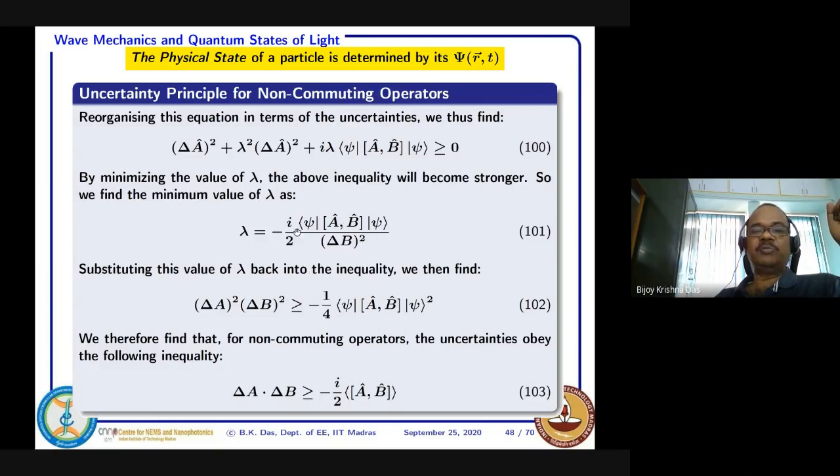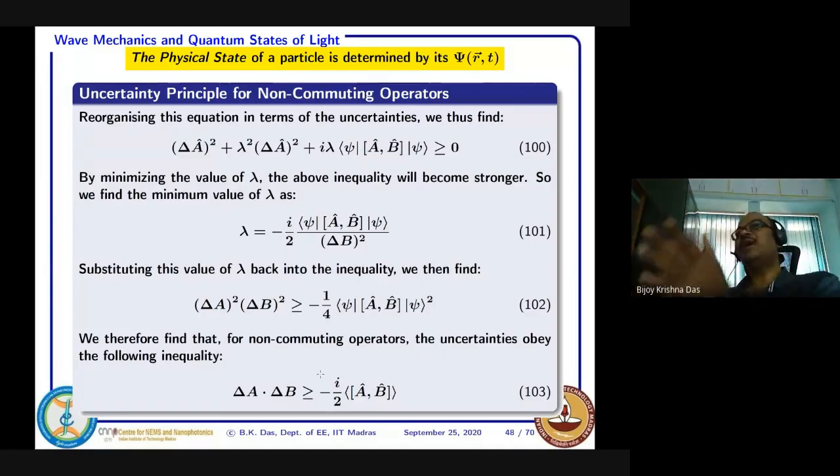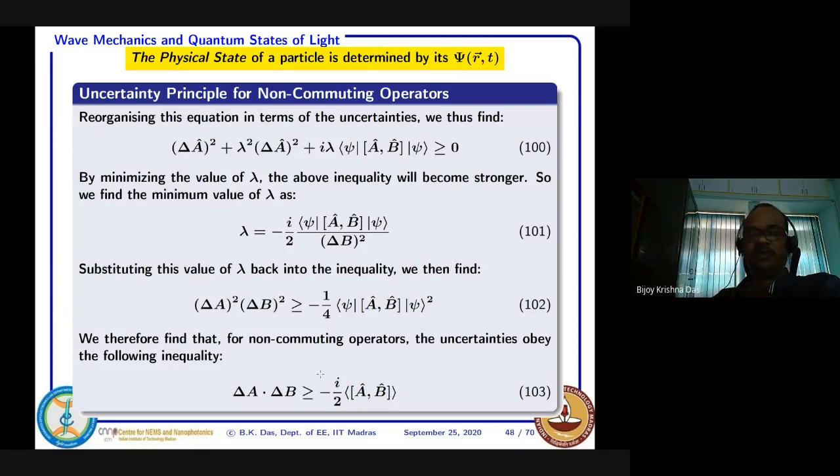I think in most books you may not find this type of derivation. Normally they just directly give that, okay, this is the uncertainty principle, and you accept it directly. But here we have shown it quantum mechanically, the only assumption being that there will be some measurement variations. And this uncertainty principle is only valid between a pair of operators which do not commute. Okay, with this I stop here.